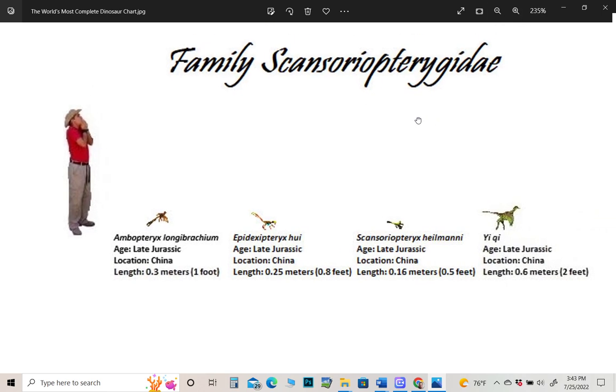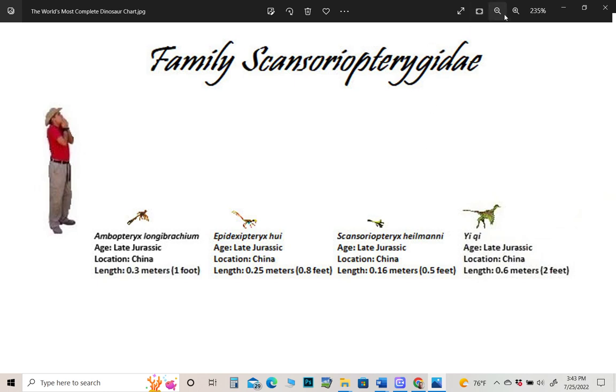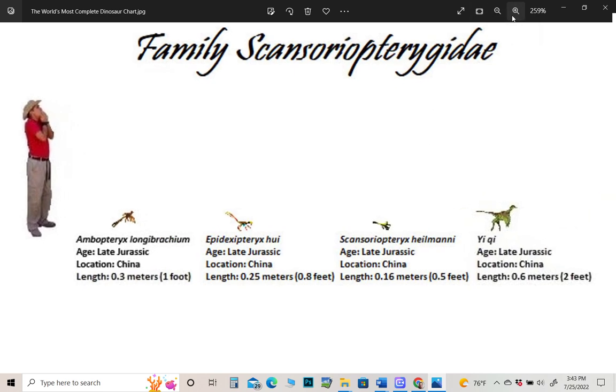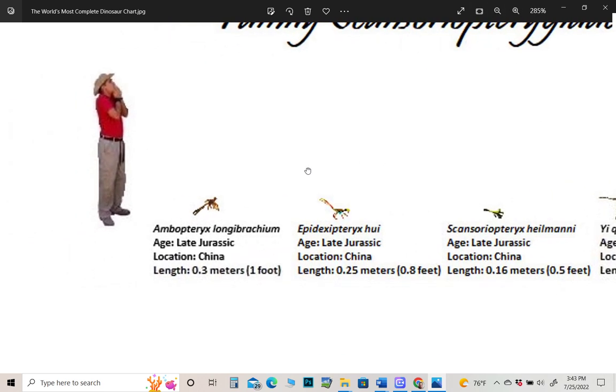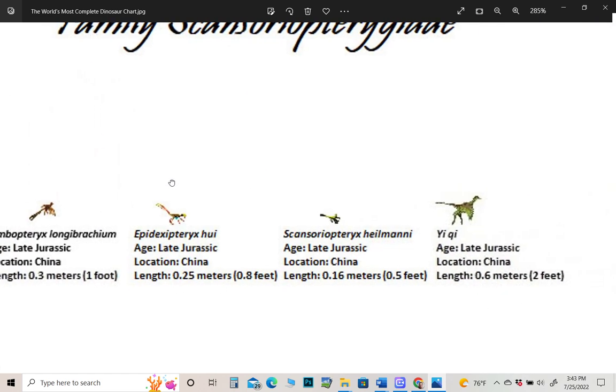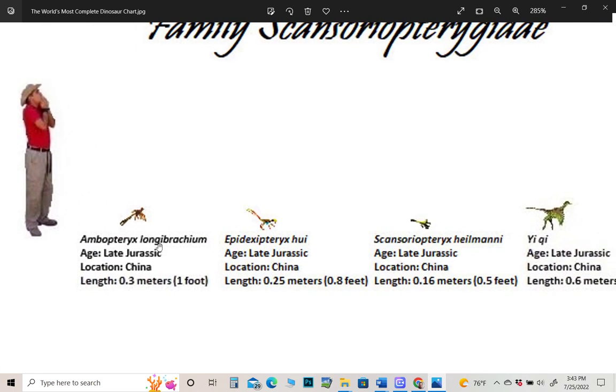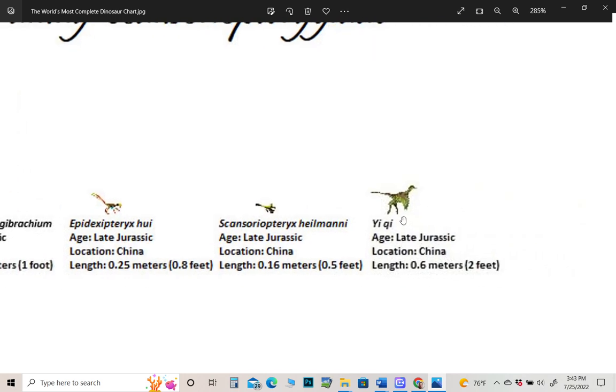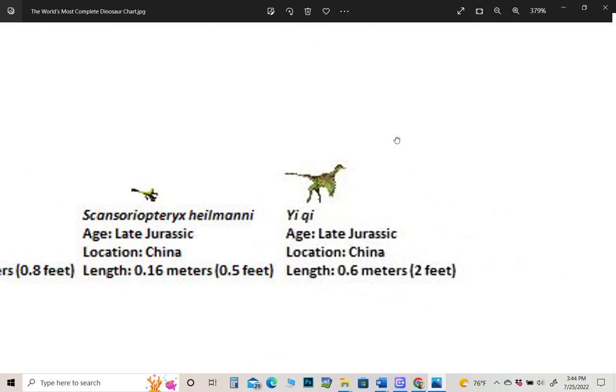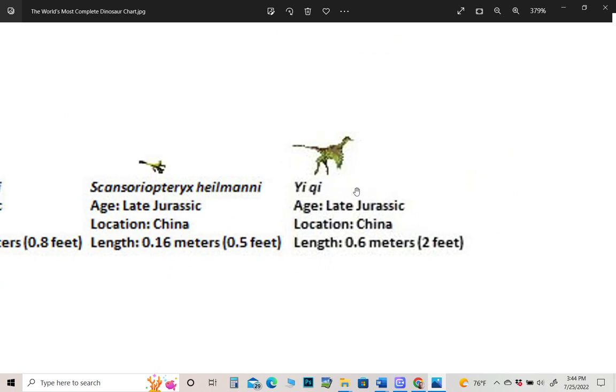And you could technically kind of say, yeah. I mean, they kind of fit the description of a dragon, but very tiny. Or at least Yi and Ambopteryx do. Yi more than Ambopteryx. Epidexipteryx, Scansoriopteryx. This is the smallest dinosaur on the chart, even though it might be a subadult. I think it is. And then Yi qi, which is, remember I said there was the smallest allowed name under nomenclature rules? This is the smallest allowed name.